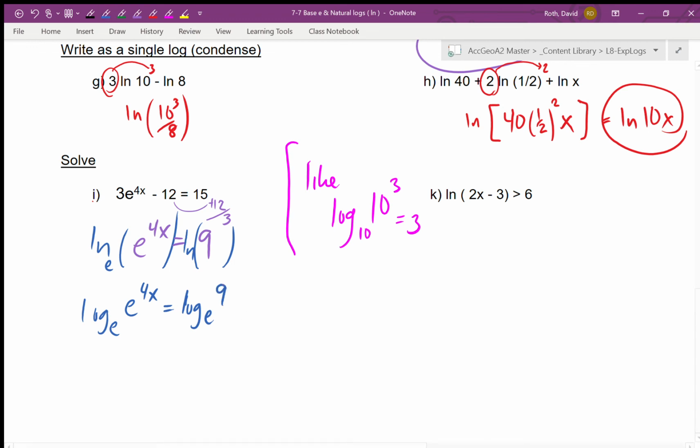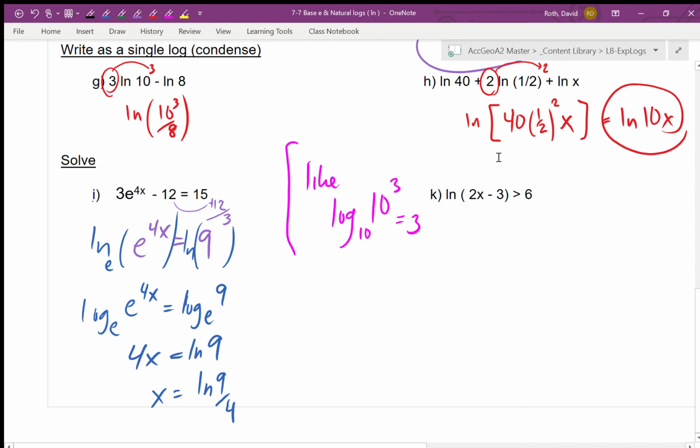So when I do log base e of e to the 4x, guess what? 4x equals, I'll just write natural log of 9. So x is equal to the natural log of 9 divided by 4. And you can type it straight in your calculator. That's the easiest way to do that. Just type it in your calculator, and whatever that decimal is, that's the answer.